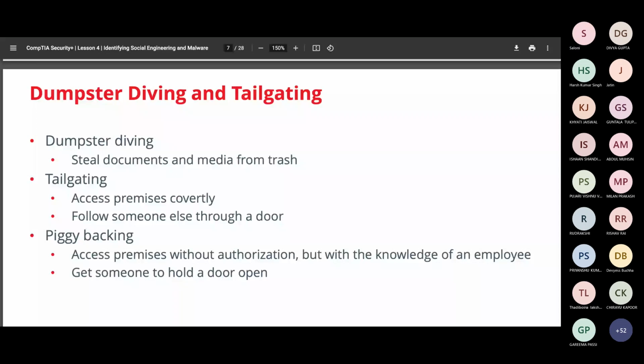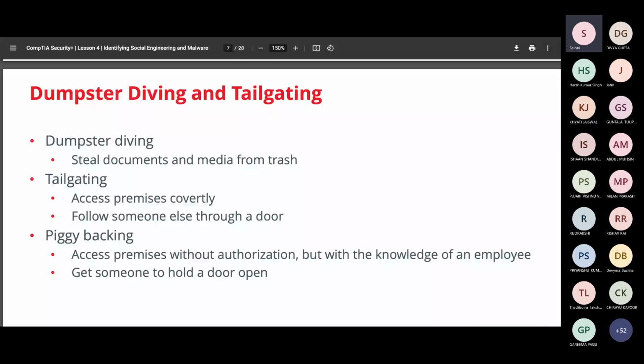Then we have tailgating. This is basically accessing premises covertly by following someone else through a door. What is tailgating? Becoming a tail and following behind someone. So it means entering a secure area, like our office premises or campus premises. We are not allowed to enter the campus without wearing an ID card. Sometimes they allow it, but if they are strict in the campus as well, someone who does not have an I-card is not allowed to enter the campus. That means you do not have access to get into the campus, right? So tailgating is basically entering a secure area without authorization.